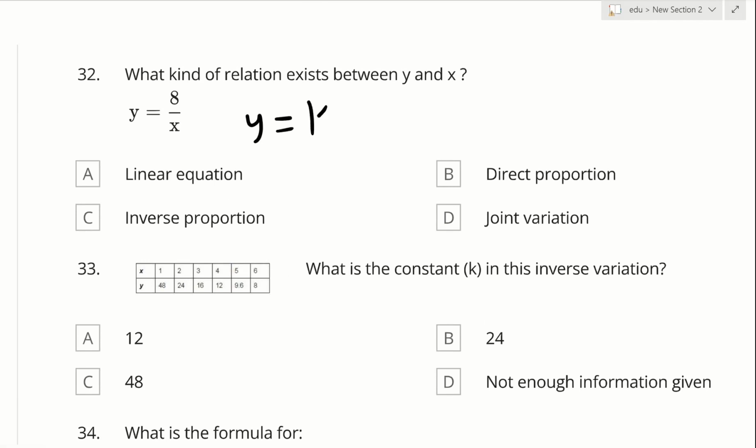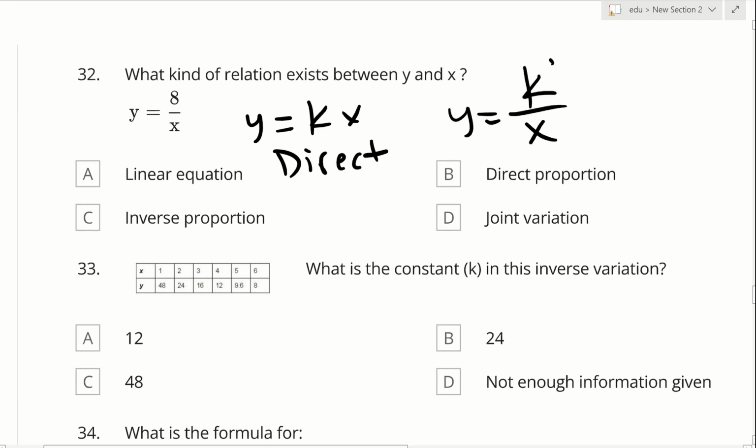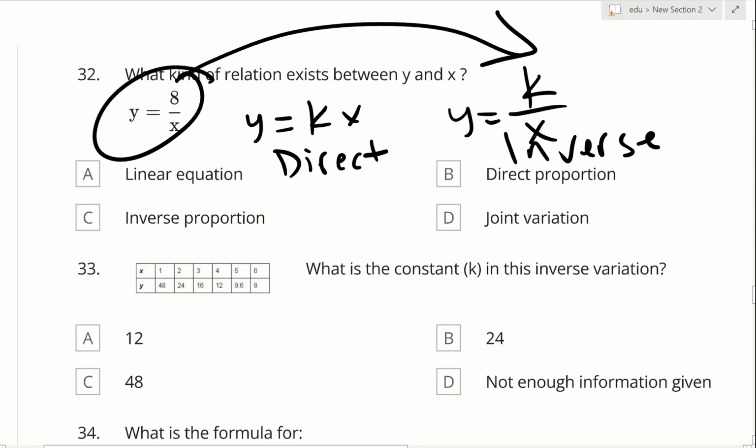So y equals kx, this is a direct proportion. Y equals k over x, where k is just any number that's a constant. This is an inverse proportion. So this one over here looks like this over here. So it's an inverse proportion.